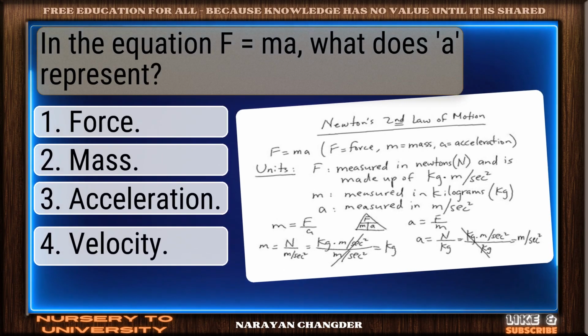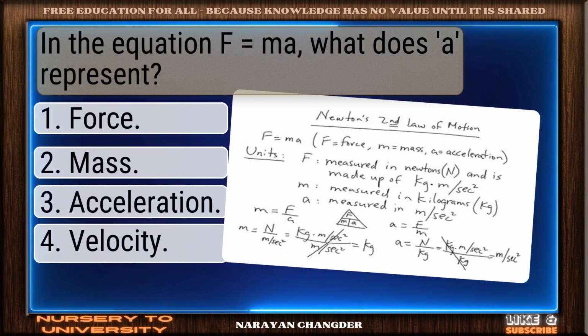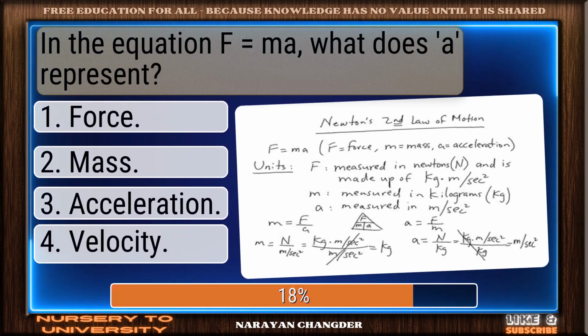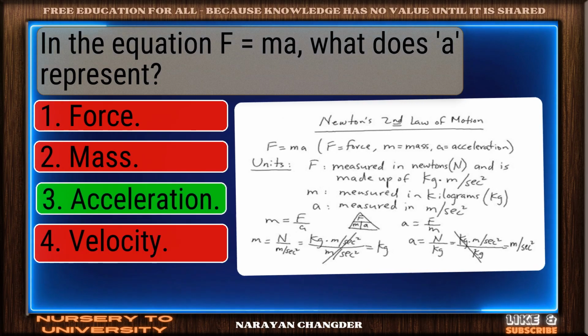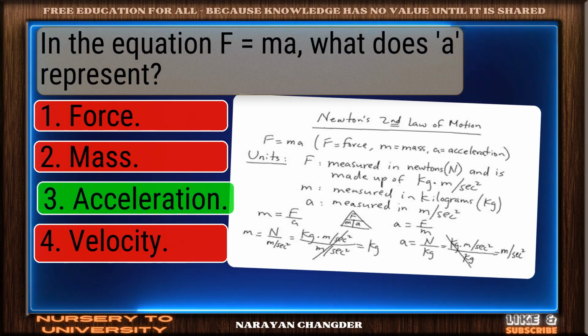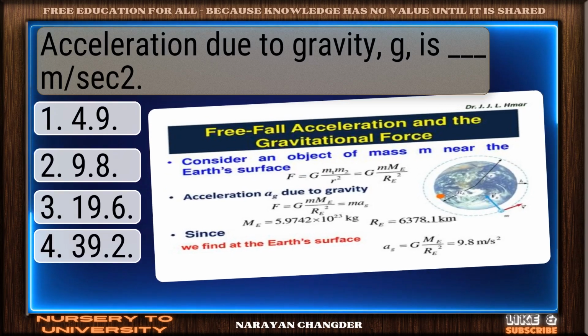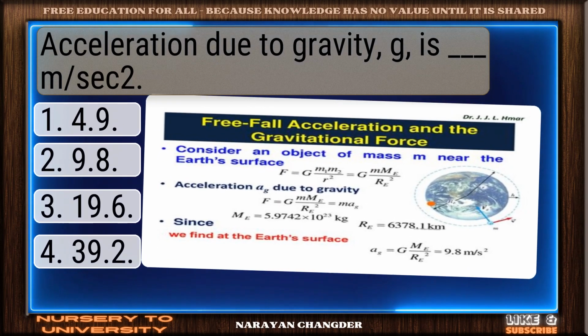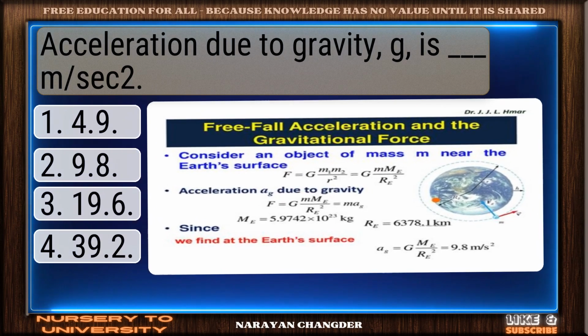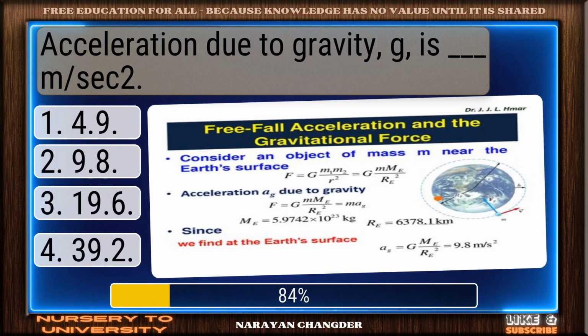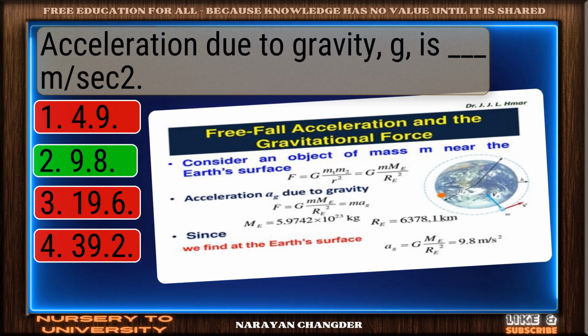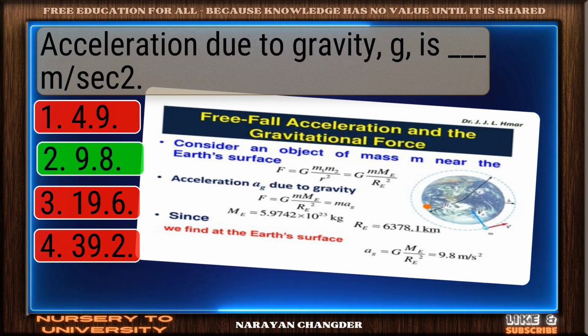Question number 190. In the equation F equal to ma, what does a represent? Clear logic. Your choice acceleration is sound and 100% true. Question number 191. Acceleration due to gravity, g is dash m/sec squared. Good thinking. 9.8 is the right answer.